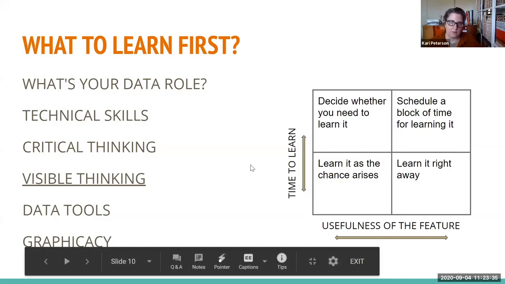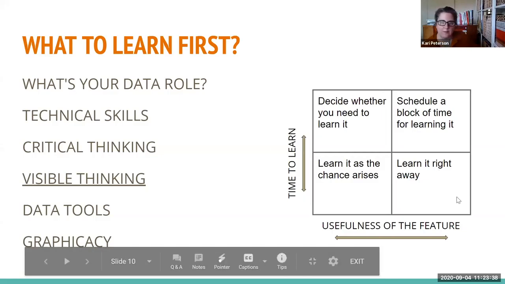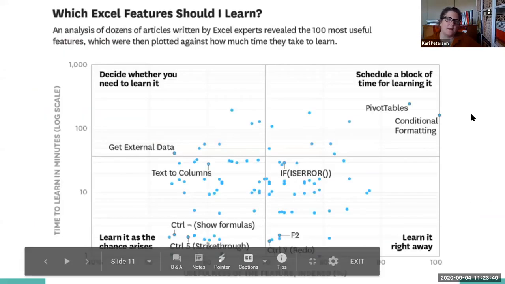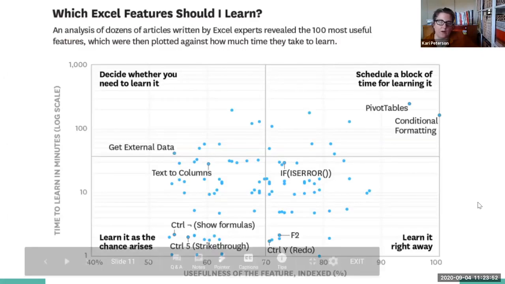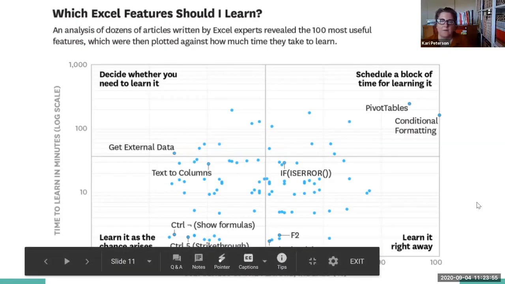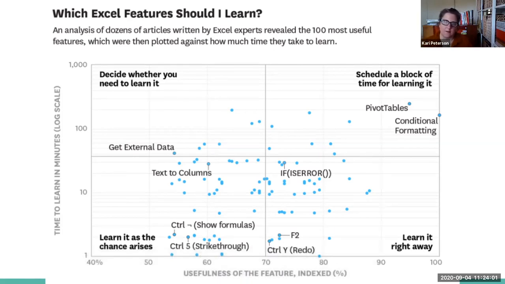An example of that is this from the Harvard Business Review. This is great: what Excel feature should I learn? Dozens of articles written by Excel experts revealed the 100 most useful features, which are plotted. I found this kind of bore out with my own personal lived experience. A lot of times you'll see a super cool hack or hotkeys for Excel, but they're weird combinations of things you're never going to need, or it's like four hotkey buttons all at once and the alt and the function key. So it's not something you're going to remember, especially if you don't necessarily need it all the time.